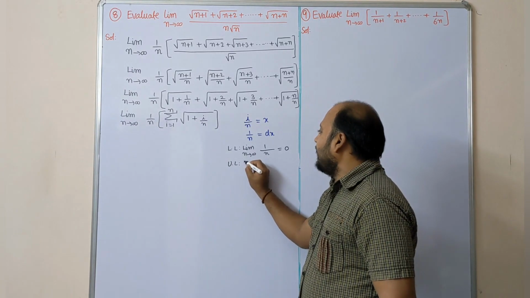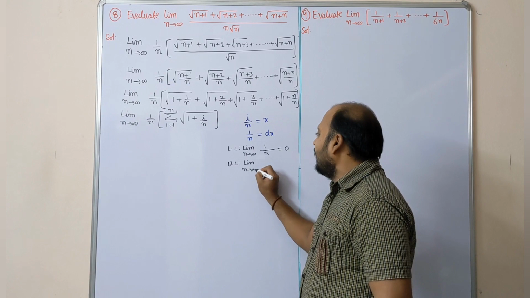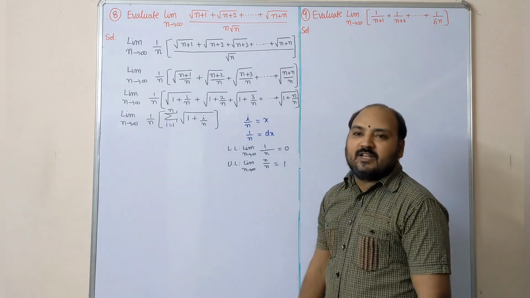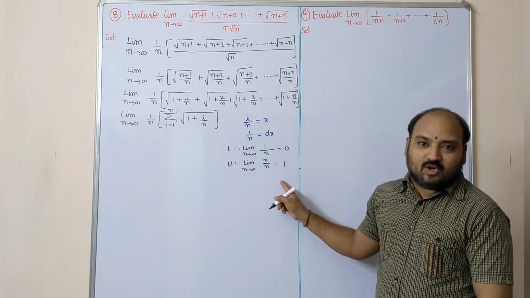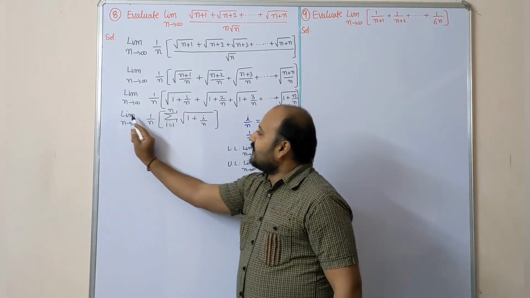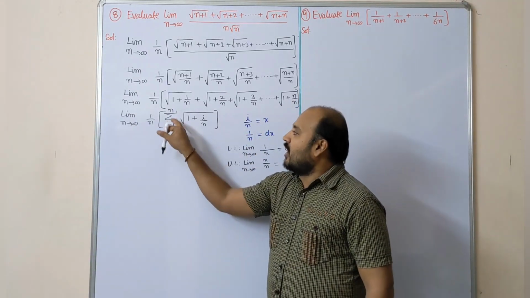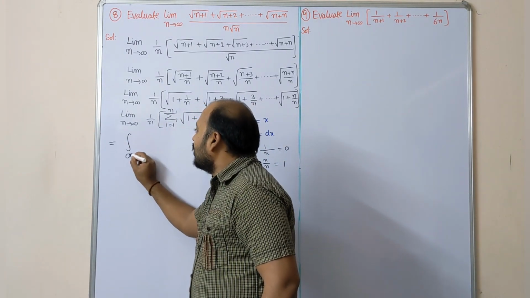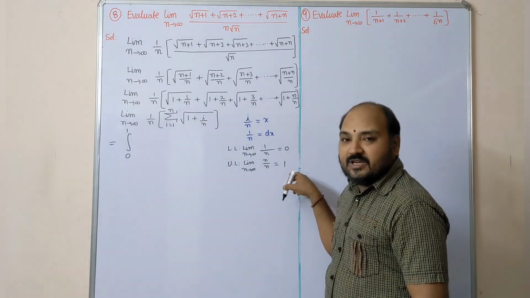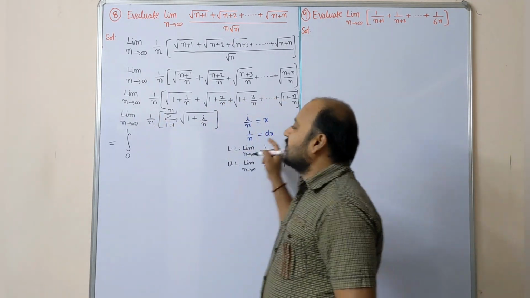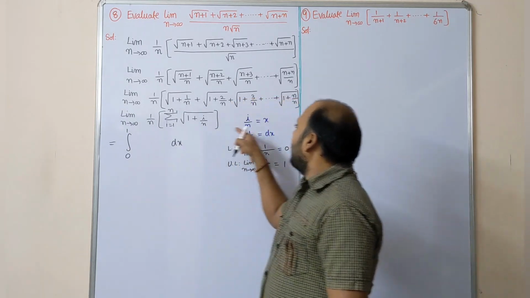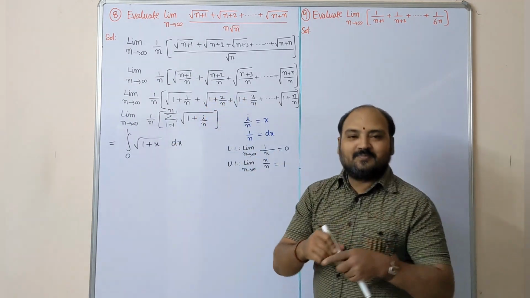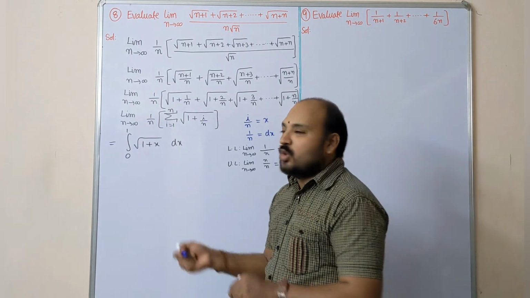As n tends to infinity, the final value of i by n is n by n, which is 1. The limit of a constant is the constant. So in place of the limit n tends to infinity of the sigma from i equal to 1 to n, we replace it with the integral from 0 to 1, lower limit to upper limit. In place of 1 by n we write dx, and in place of i by n we write x. So we get root of 1 plus x. I hope everyone understands. After that, the integral from 0 to 1 of root 1 plus x dx.